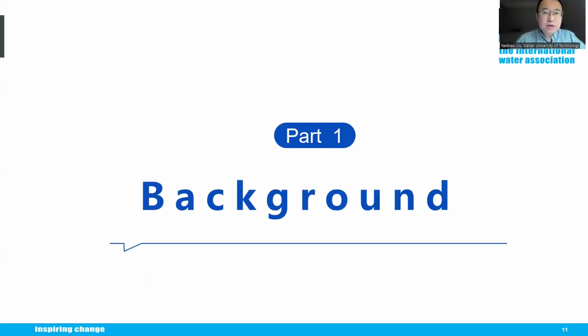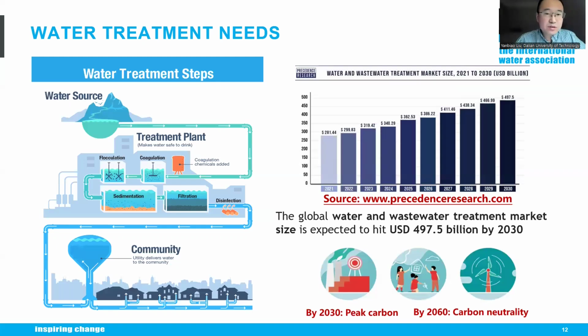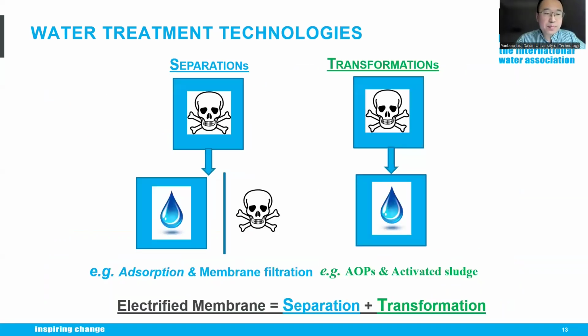For the background part, currently, there is a pressing need for water all over the world. Based on statistics, the global water and wastewater treatment market size is expected to hit about 500 billion by 2030. Particularly in China, advanced water treatment technologies are highly demanded to fulfill the dual carbon goals, that is, to achieve peak carbon by 2030 and carbon neutrality by 2060.